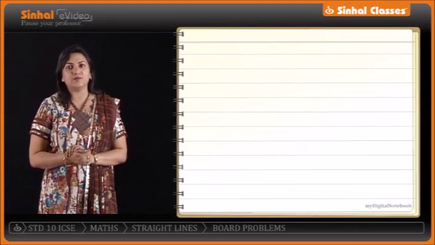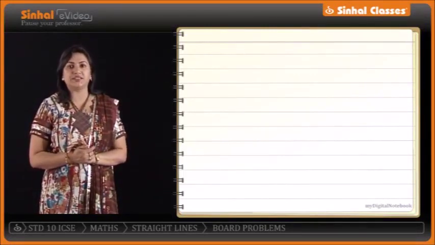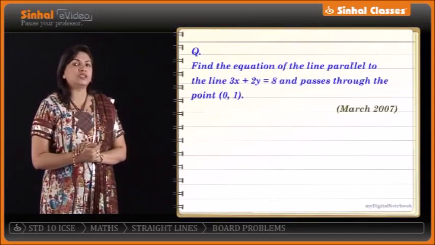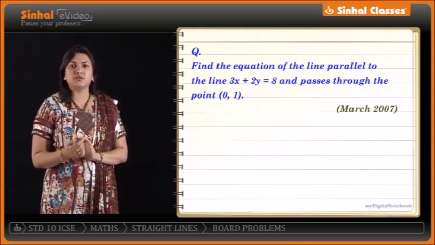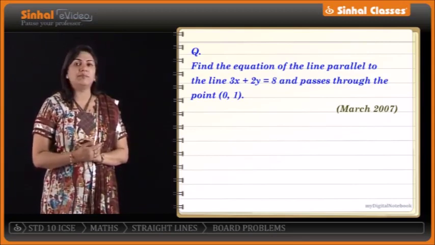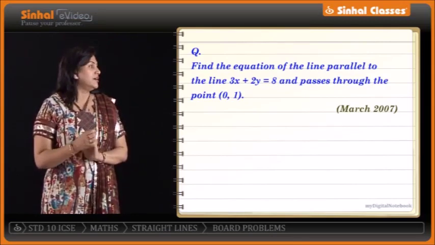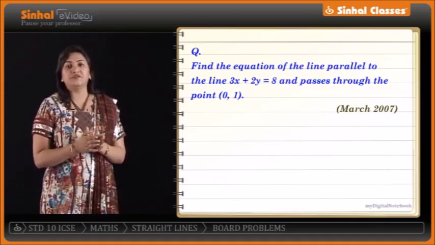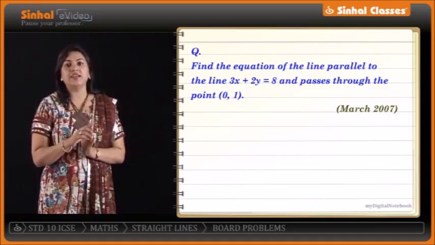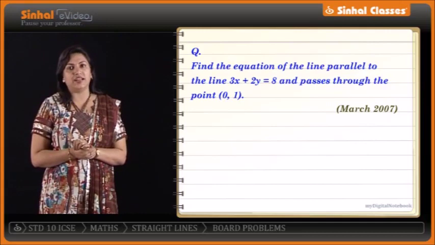Now we take the next board problem, that is a March 2007 board question. Find the equation of the line parallel to the line 3x plus 2y is equal to 8 and passes through the point (0, 1). Now here we are given the equation of the line. We want to find the equation of the line which is parallel to this line. So we must first find the slope of the given line.